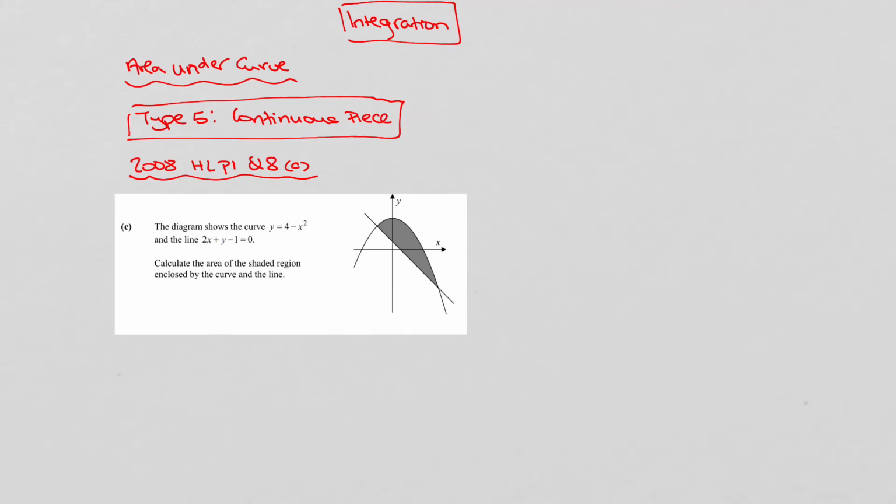Integration, area under a curve, type 5: continuous piece. So this is a special case of above and below the x-axis, where we have a curve and a line enclosing an area that ends up above the x-axis and below the x-axis, but it is in one continuous piece.